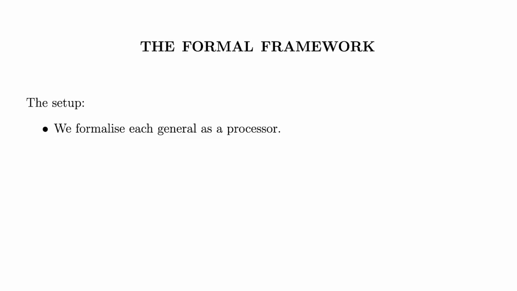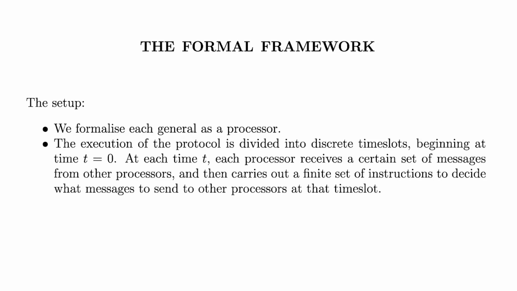Unsurprisingly, we formalize each general as a processor. It doesn't really matter how you do that; take your favorite model of computation, imagine them to be interactive Turing machines, if you like. The execution of the protocols is divided up into discrete time slots: time slot 0, then time slot 1, time slot 2, and so on. At each time t, each processor receives a certain set of messages from the other processors. Depending on what those messages are, it carries out some finite set of instructions, and those instructions allow it to decide what messages it sends out to other processors at that time slot.